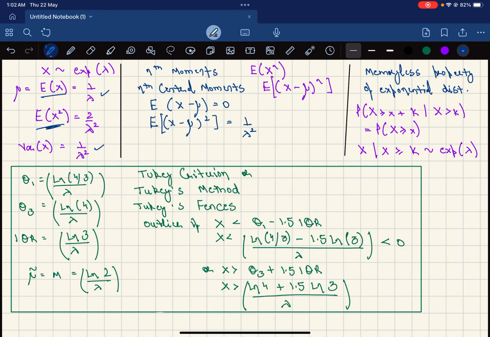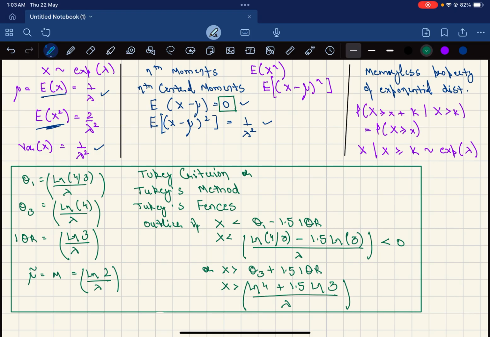Then we looked at how we can compute the central moments of a distribution. It is computed as the expected value of x minus mean whole raised to power n. And we looked at how we can compute the first and the second central moment of the distribution. We saw that the first central moment is always equal to 0 irrespective of the distribution, because expected value of x is equal to mu, therefore this comes out to be 0.